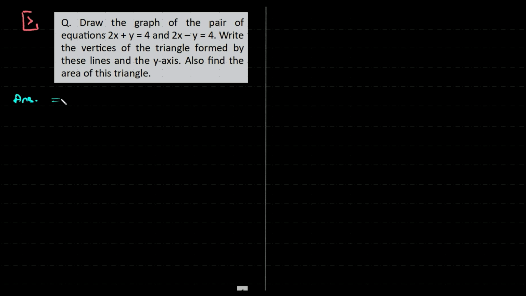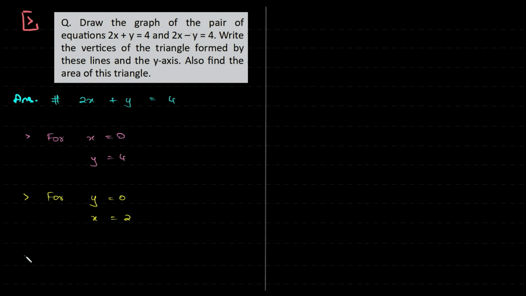So the very first thing is finding the coordinates. 2x plus y is equal to 4. Any method you want, you can follow that. I'll just go with x is equal to 0 and y is equal to 0. So y is equal to 4. I don't need to show the calculation because it's a long question. This is good enough. So for y is equal to 0, x is equal to 2.